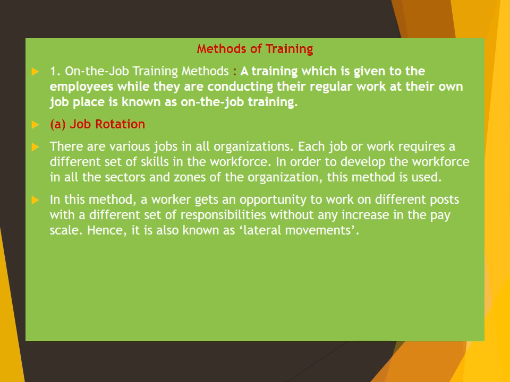Now we will talk about the different methods of training. First, as I told you, on the job methods: the training is given to the employees while they are conducting their regular work at their own job place, and that is why it is called on the job training. The first one is job rotation. As we know, there are various jobs in an organization. Each job needs a different set of skills from the employee. So in order to develop the workforce in all the sectors and zones of the organization, we use the job rotation method, and here the worker gets an opportunity to work on different posts with a different set of responsibilities without any increase in the pay scale. This is called lateral movement.